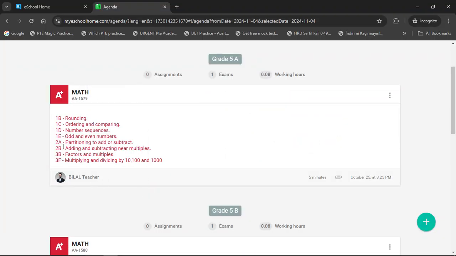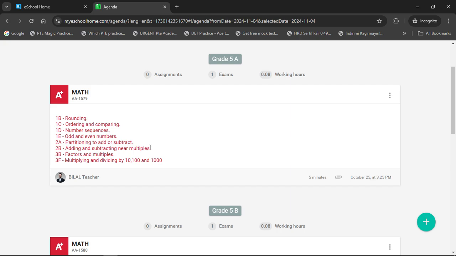The next lesson is... some of you will ask me, teacher, we said partitioning to add and subtract. By the way, these two are combined, 2a and 2b, only in this exercise. I made exercises which are a little bit complex. It takes two or three lessons. Partitioning. Some of you are going to ask me, what is partitioning?